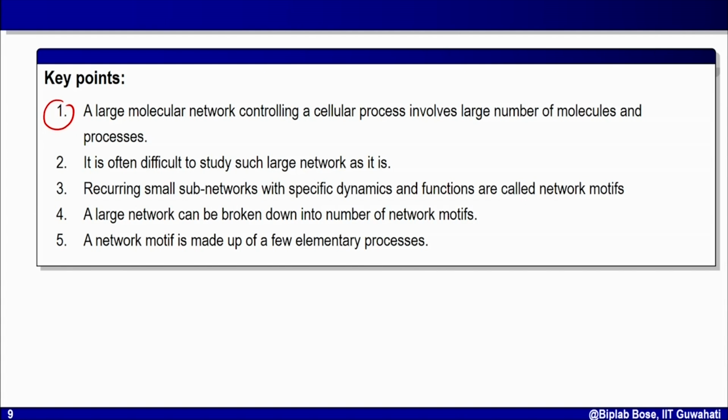So if you want to start modeling a large molecular network, suppose one controlling sporulation of something, it may involve hundreds of molecules. But first break it down into elementary processes and try to find out network motifs. So first create models for these network motifs based on the elementary processes and then connect them together to create a large model for the whole process.